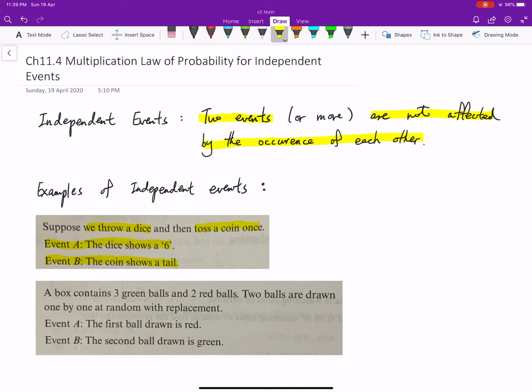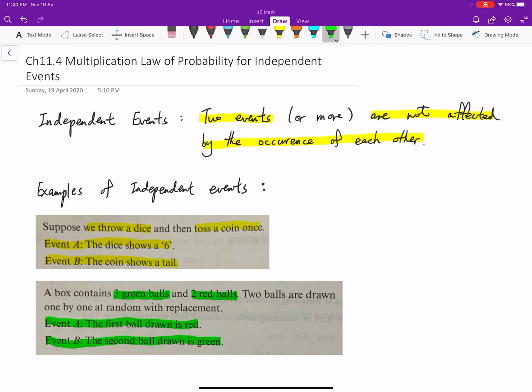Now the second example. A box contains 3 green balls and 2 red balls. So now 2 balls are drawn one by one at random with replacement. With replacement means you take the ball and then you put it back. So event A, the first ball is red. Event B, the second ball is green.